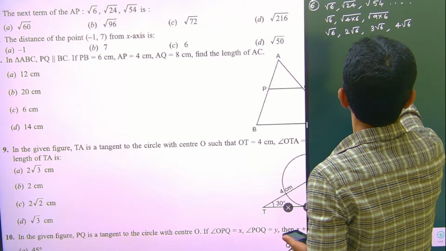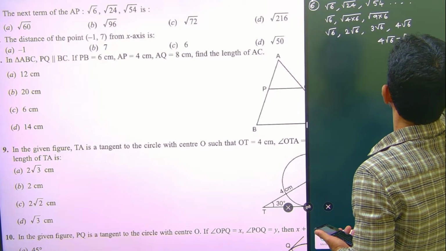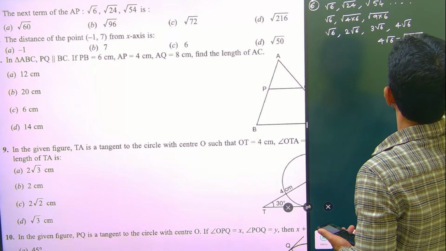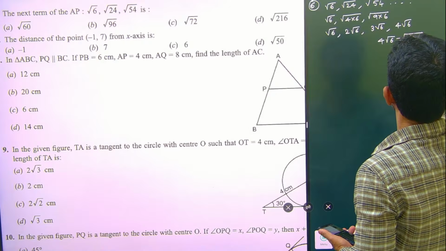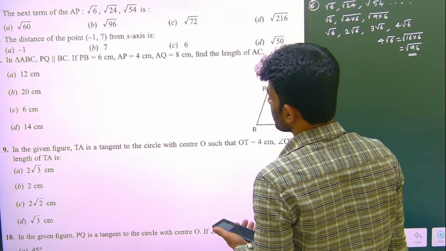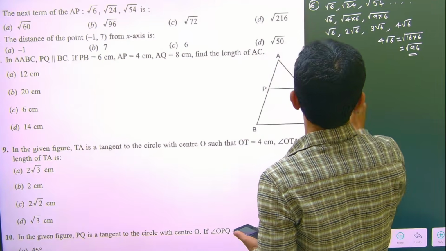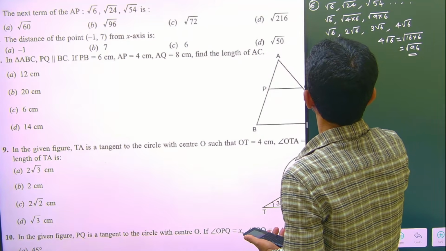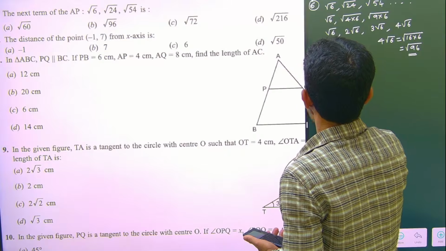So what is 4 root 6? 4 root 6 can be written as root of 16 into 6. Root of 16 into 6 is root 96. So option B. Now question number 7.